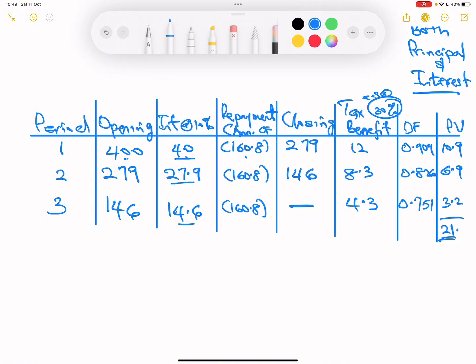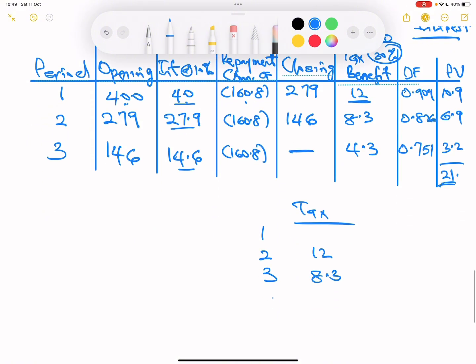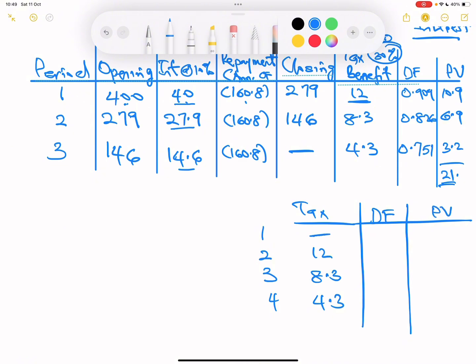And sometimes they can tell you that tax is paid in arrears. If tax is paid in arrears, you know that this PV will be different, because it means that the tax benefit of year 1 will be benefited in year 2. So the tax benefit will be different, because year 1 tax will not be benefited in year 1. Year 1 tax will be benefited in year 2. Year 2 tax will be benefited in year 3. And year 3 tax will be benefited in year 4. And in that case, our discount factor will be different, because we need to discount to today, right? So there's no tax benefit in year 1.